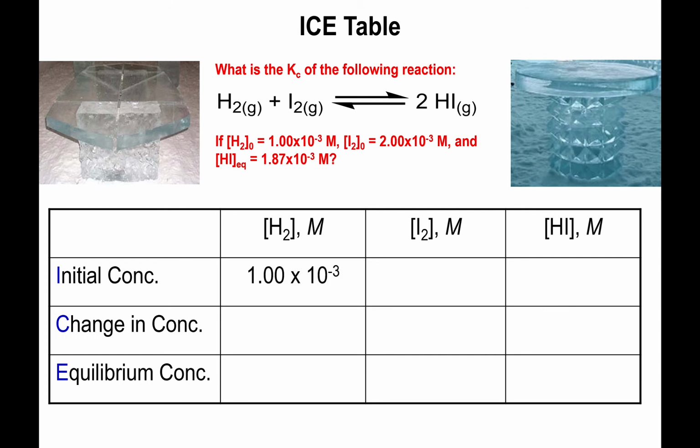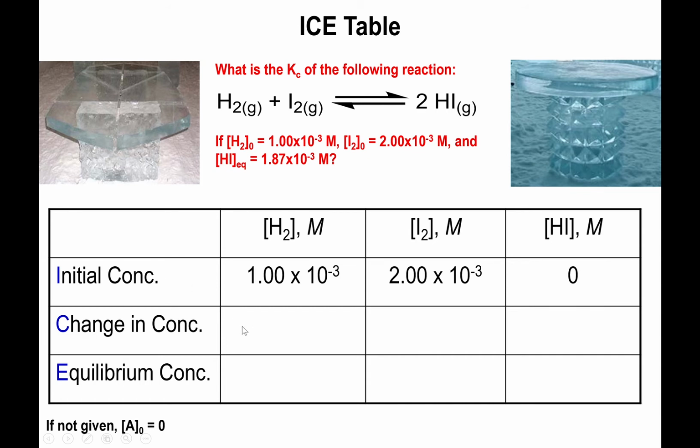So for initial concentrations, we know that the value for H2 is 1 times 10 to the negative 3. The value for I2 is 2 times 10 to the negative 3. But in the problem, I said nothing about the initial concentration of HI. This is going to be a common theme for all the equilibrium problems that we're going to encounter in this class. Whenever you don't have information for one of the products or reactants, it is assumed that the initial concentration is 0. So we're going to input just 0 for HI as far as the initial concentration goes.